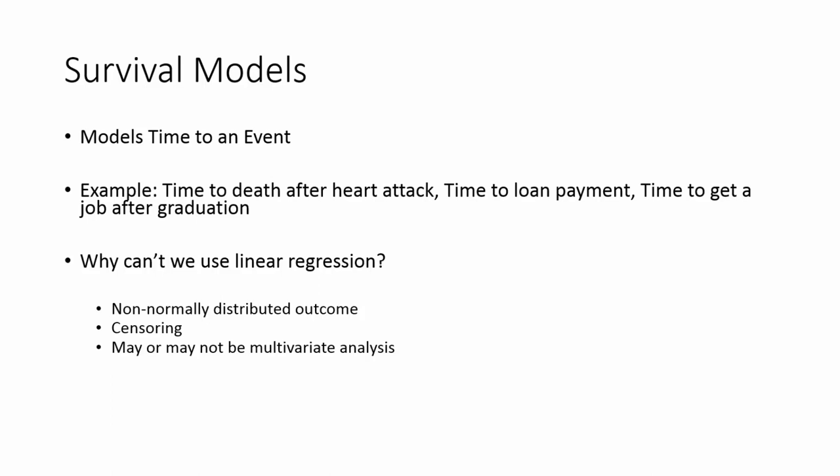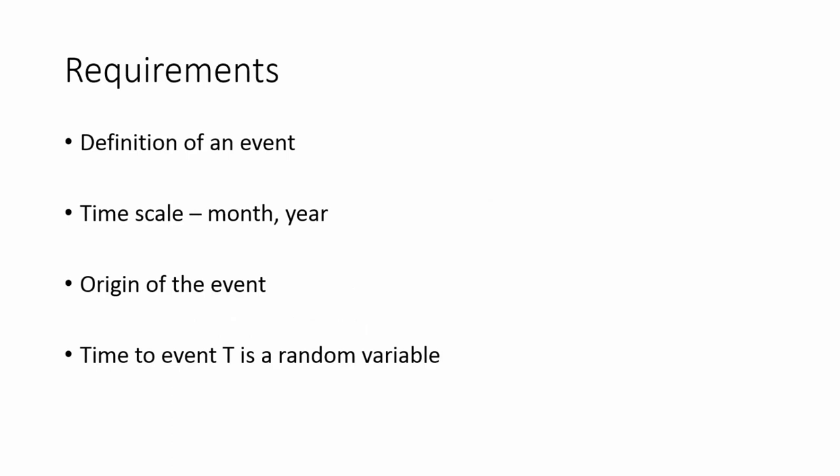The third reason is that we may not have an independent set of variables or explanatory variables, so we cannot use linear regression. But if we only have time to an event, only the duration, that is all we have. Whether it's heart attack or getting a job, we can model the time to event using a survival model even without explanatory variables. We cannot do that using linear regression. So that's the main difference between survival analysis and regression based models.